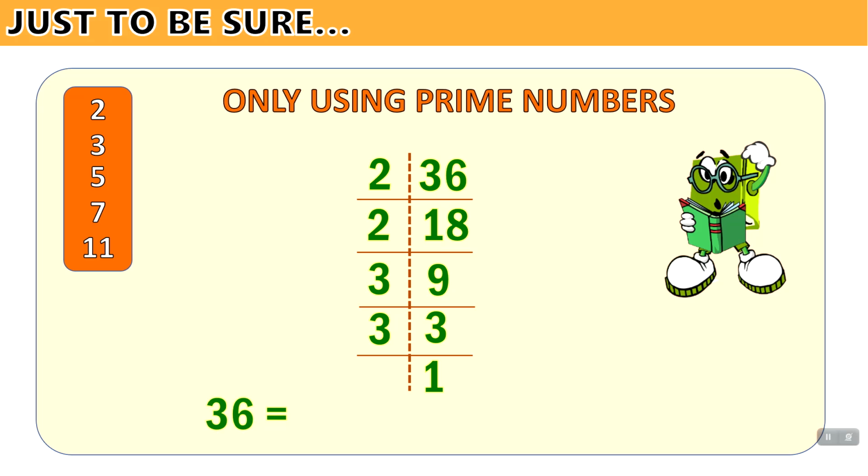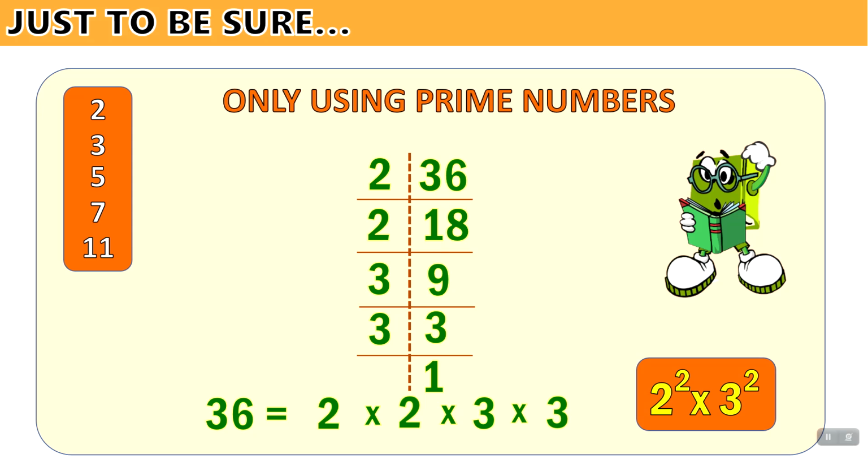Now let's write it out. 2 times 2 times 3 times 3. 36 equals 2 times 2 times 3 times 3. And anytime we have a number that is being multiplied by itself more than once, we can rewrite it in index form. And so 36 equals 2 squared multiplied by 3 squared. 2 times 2 is 2 squared. 3 times 3 is 3 squared. So 36 has been prime factorized as 2 squared times 3 squared.